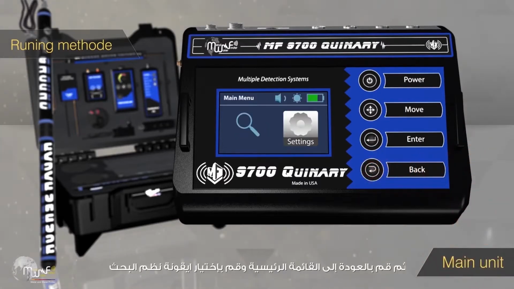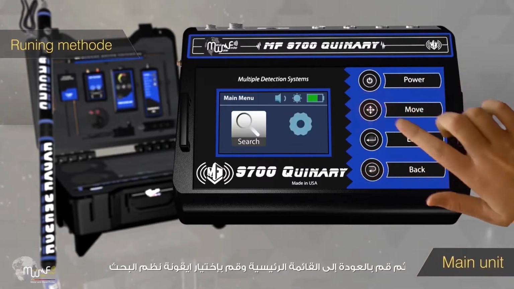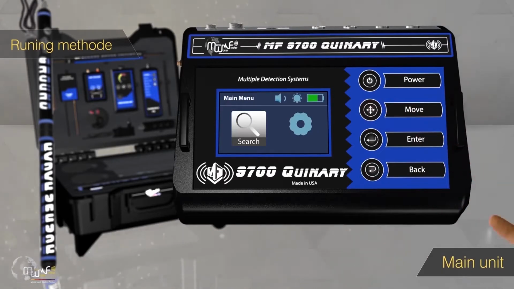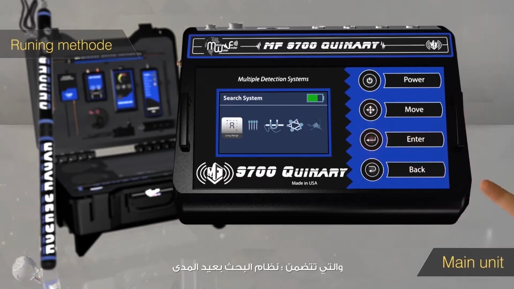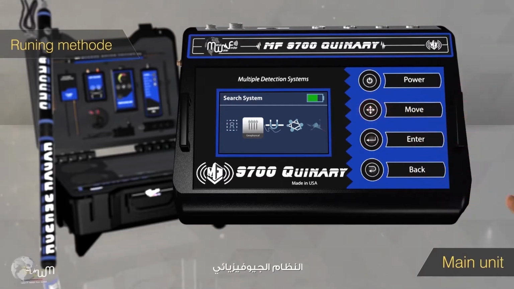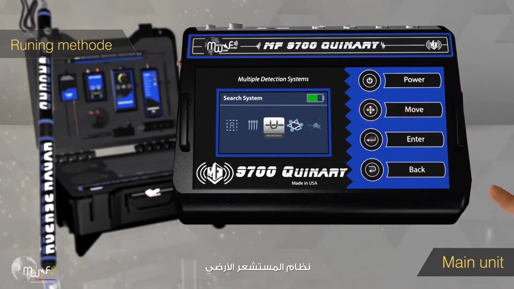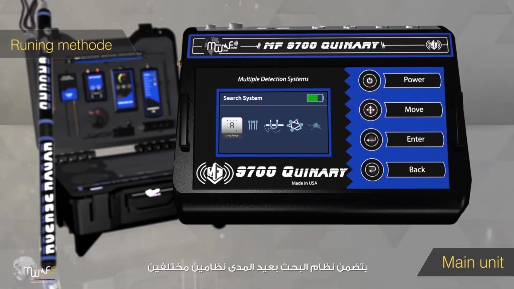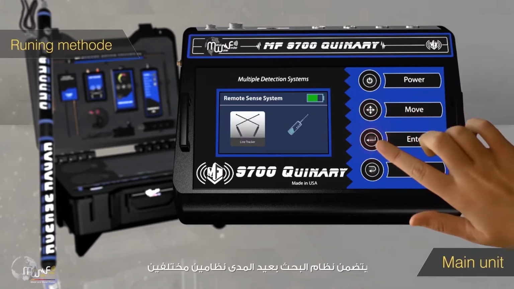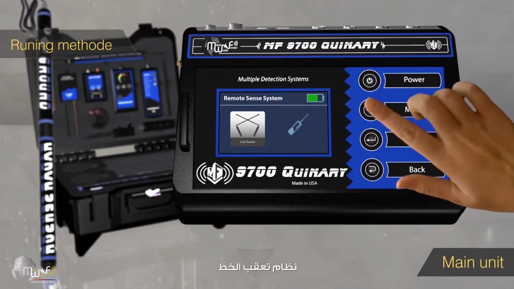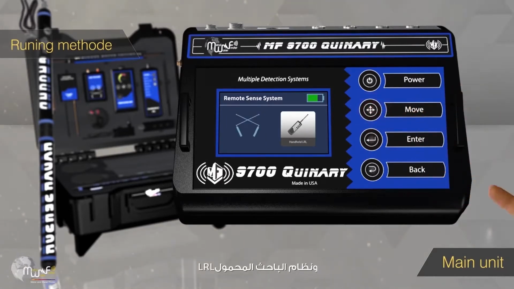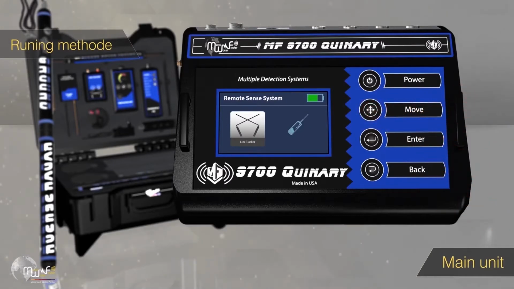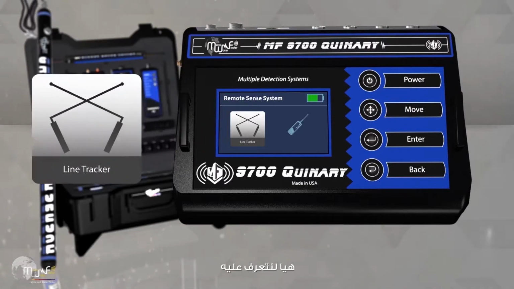then go back to the main menu and select the search system icon, which includes long-range search system, geophysical search system, ground sensor search system, ionic search system, ground scan system, long-range search system. It includes 2 different systems, the line tracker system and the handheld LRL system. Choose if you want firstly a line tracker system. Let's get to know it.